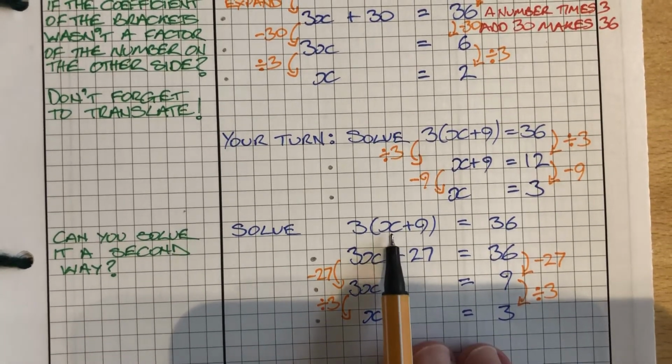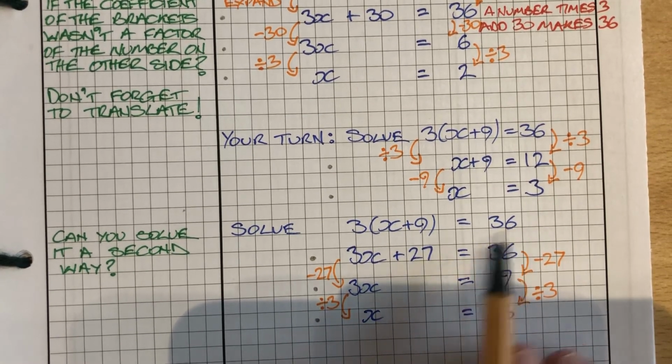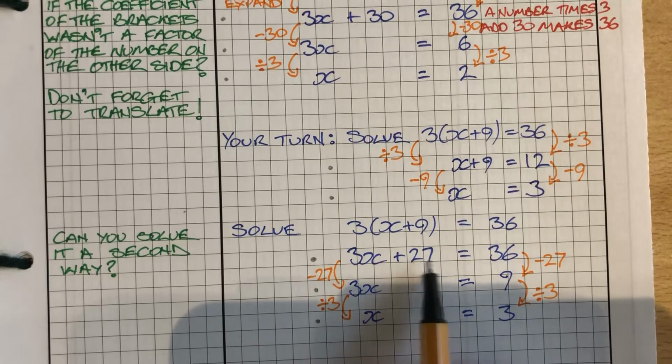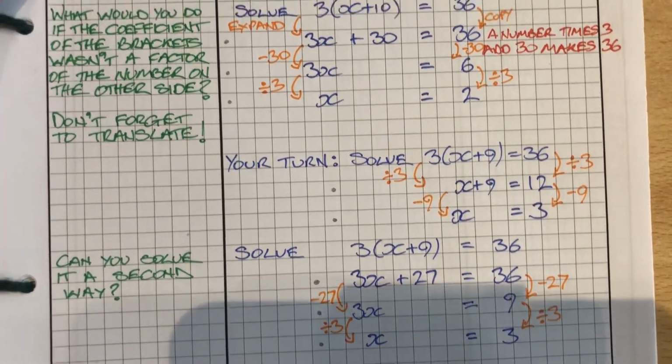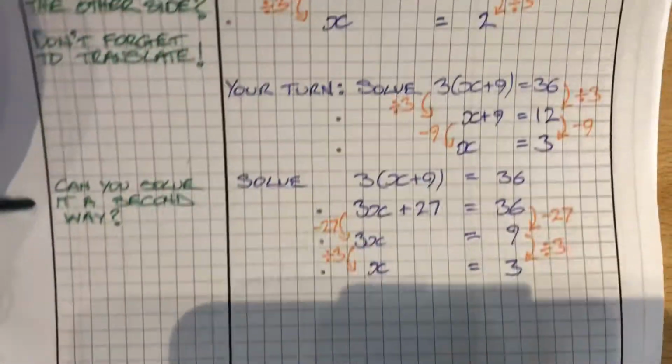Check. 3 add 9 is 12. 3 lots of 12 is 36. Here, 3 times 3 is 9. Add 27 is 36. Okay, got 2 methods there, which will hopefully stand you in good stead.